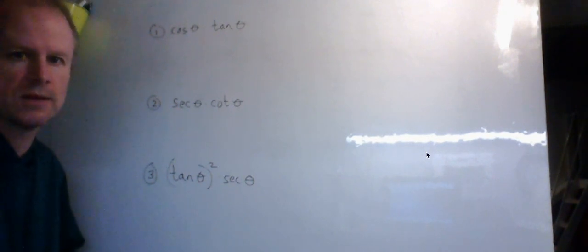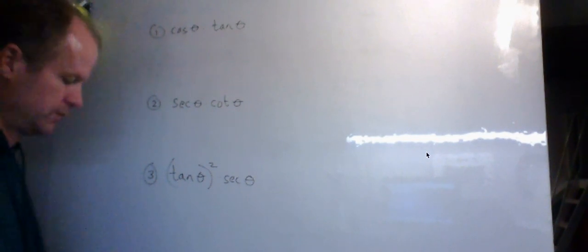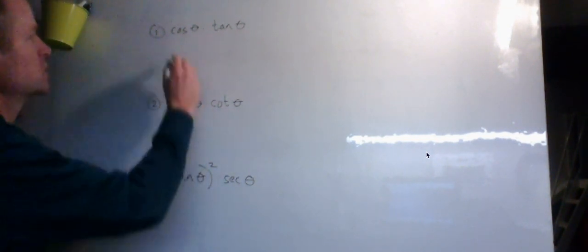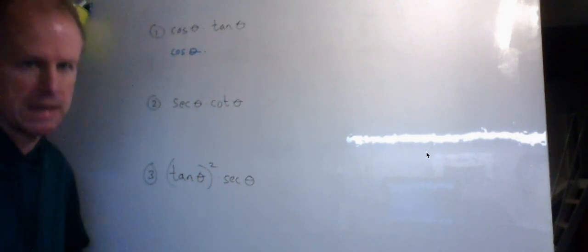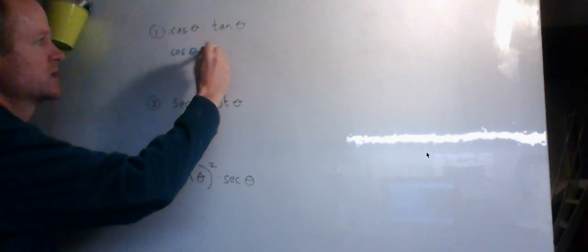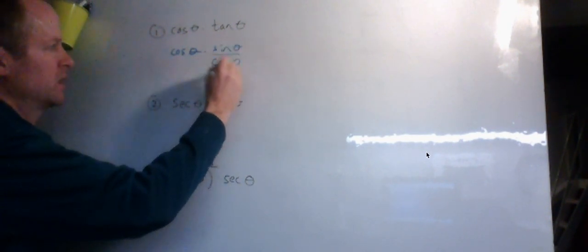So we have cosine of theta times tan of theta. If I want to simplify that one, I'm going to keep the cosine as a cosine because I know that I can rewrite tan as something involving sines and cosines. So I know tan is the same as sine of theta over cosine of theta.